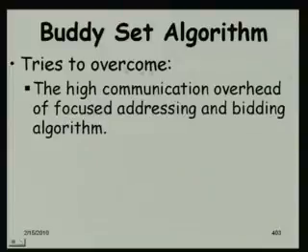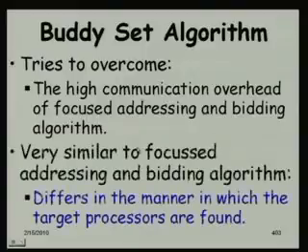So, we have the buddy set algorithm, which tries to overcome the communication overhead problem of the focused addressing and bidding algorithm. It is similar to that. You will observe that this is very similar in working, but the communication overhead here is much less. It also needs to keep a status table, etc., but it only differs in the manner in which the target processors are found. So, let us see this algorithm, the buddy set algorithm.